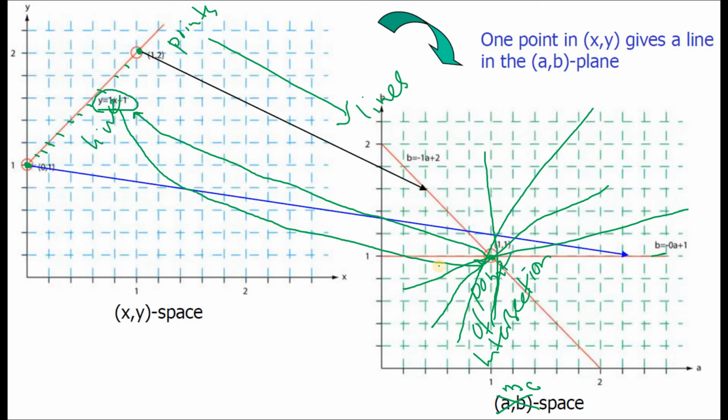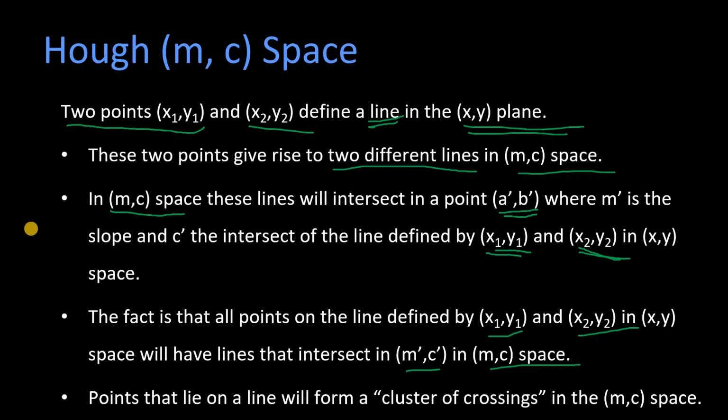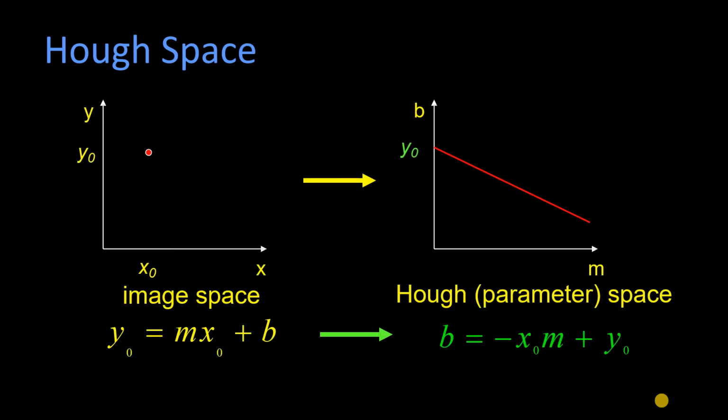That's the important point. All those will pass through this point of intersection. Is that clear? So points that lie on a line will form a cluster of crossings. All of them that are lying on a line will be creating an intersection point, or a cluster of intersections, in your MC or Hough space. That is what is happening over here.